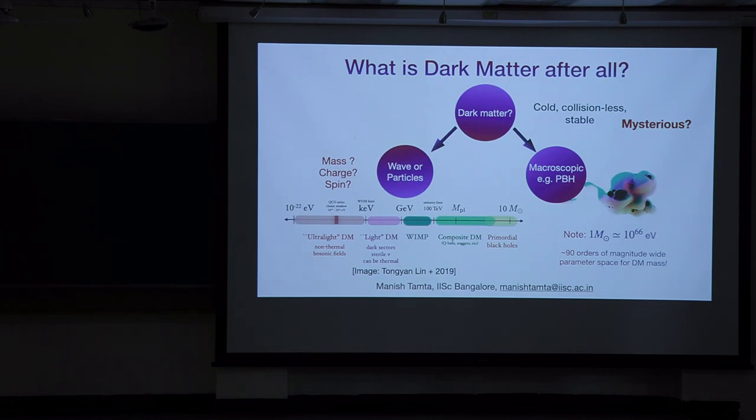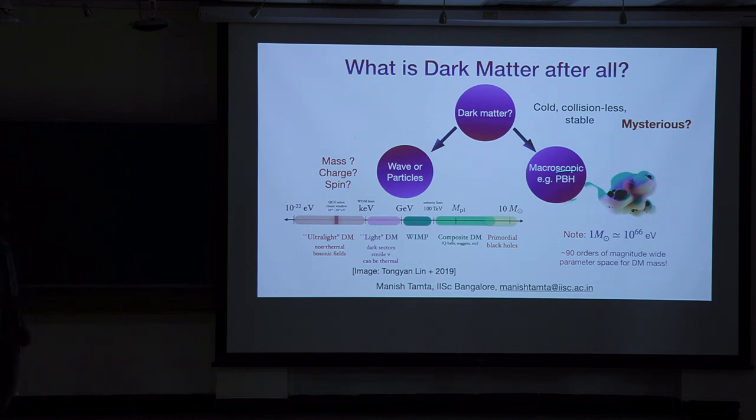Now we can ask the question, what could dark matter be after all? From my previous slide, we already know that dark matter should be cold, meaning non-relativistic, because we observe structure formation in the universe. It should be collisionless, like the observation of the bullet cluster that tells you dark matter just passed through. Unlike baryons, it just passes through, so it behaves collisionlessly. And it has to be a stable particle because we are seeing the effect now. Is it a mysterious particle? Hopefully in the future it may not be.